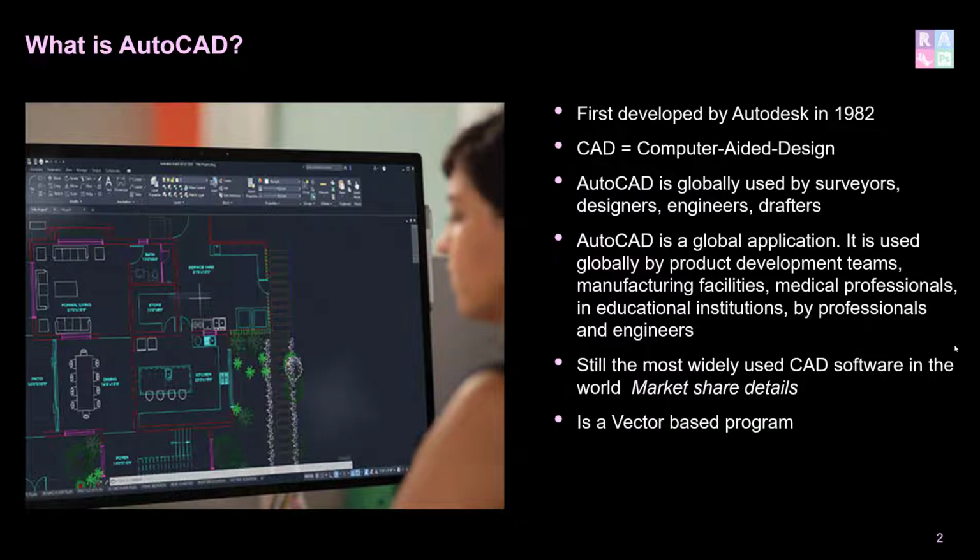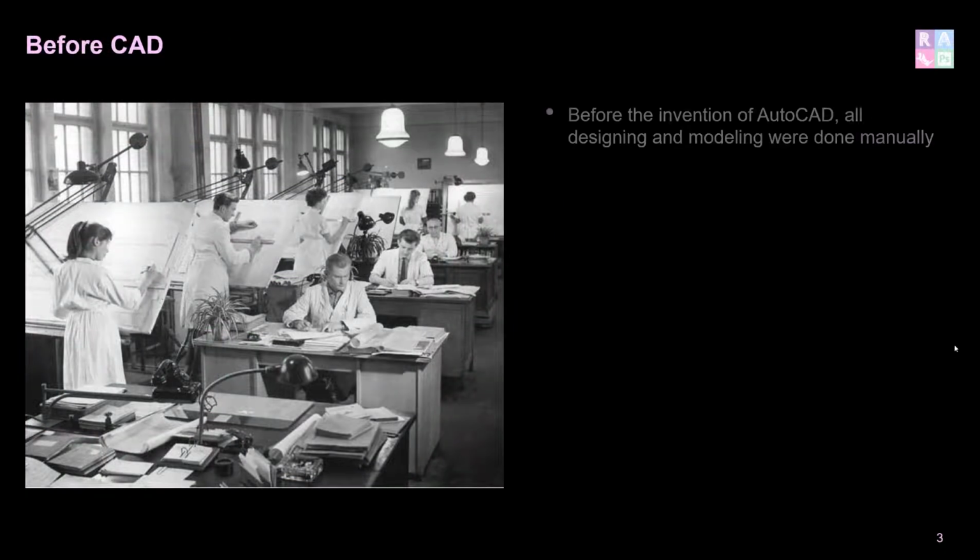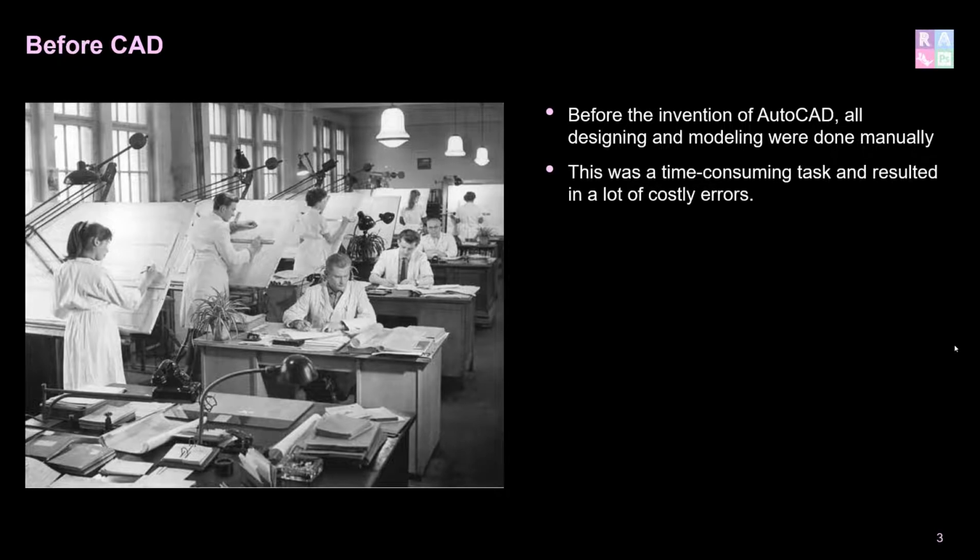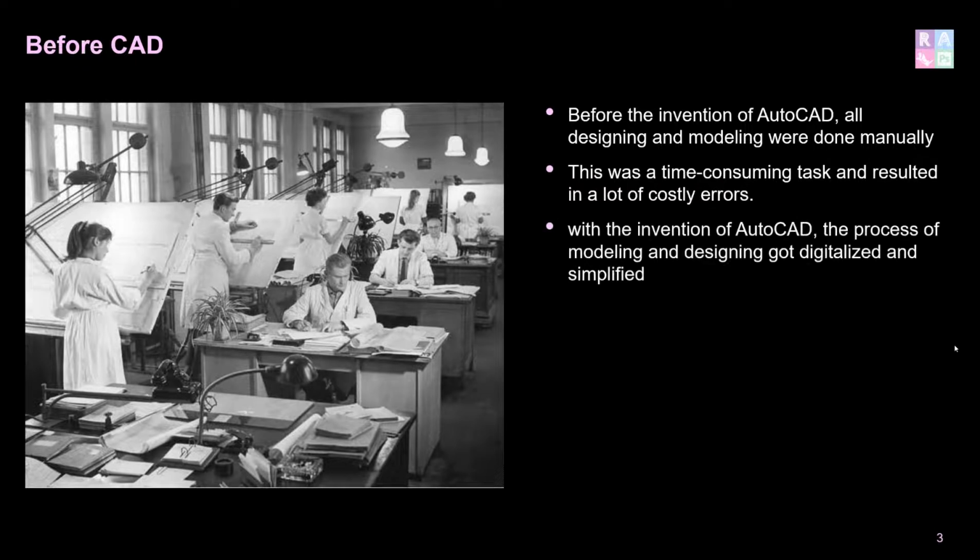And it's a vector-based program, meaning that it's not pixel-based, doesn't pixelate. Before CAD, drafting and modeling was done manually. The image on the left-hand side depicts a drafting office of some sort, probably engineering, before the days of AutoCAD, where everything was manually hand-drawn. It was an incredibly time-consuming task, which results in a lot of costly errors, especially when changes are happening on the fly. And with the development of AutoCAD, the process of modeling and designing got digitized and simplified, allowing an infinite amount of changes in quick succession.